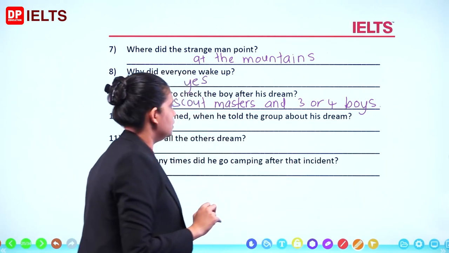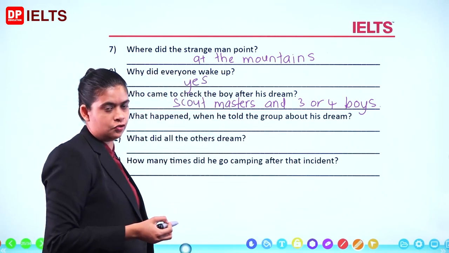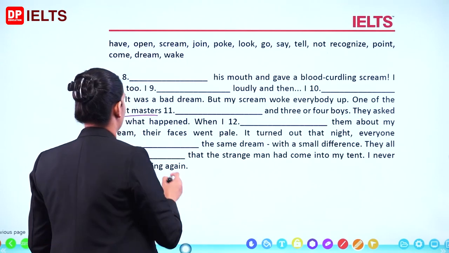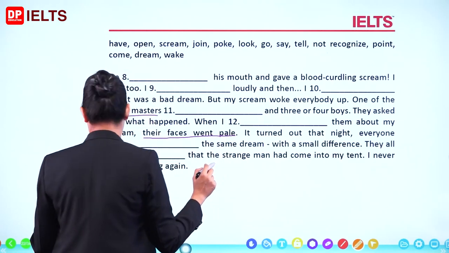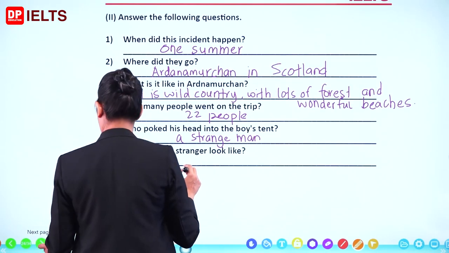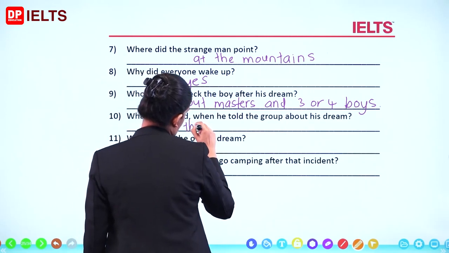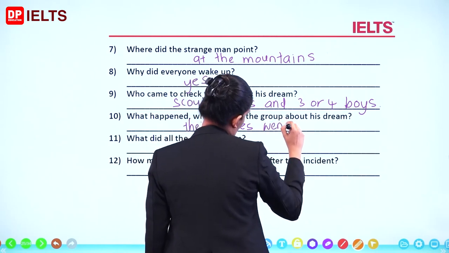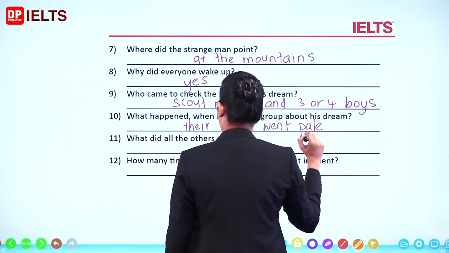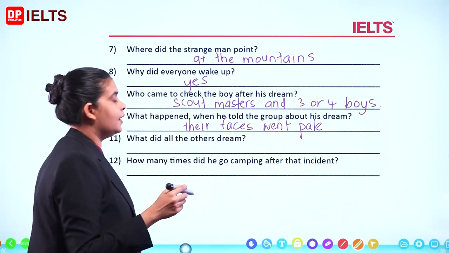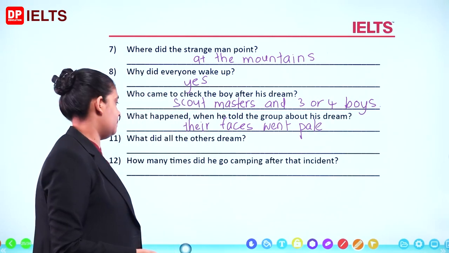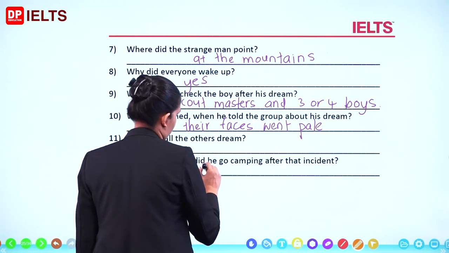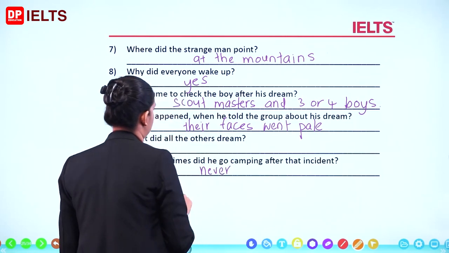What happened when he told the group about his dream? Their faces went pale. What did the others dream? They dreamt of the same man. How many times did he go camping after that? Never. Right?